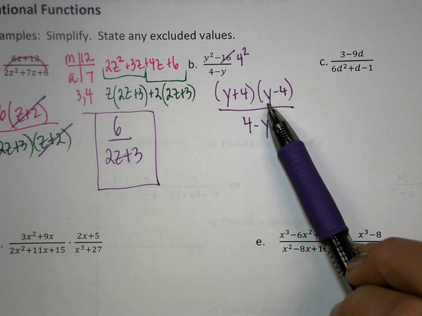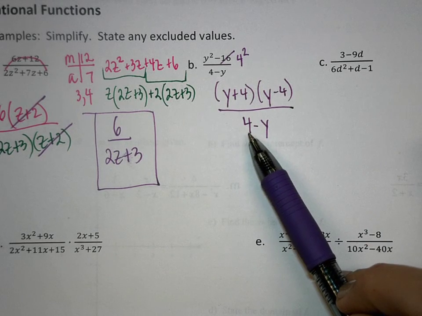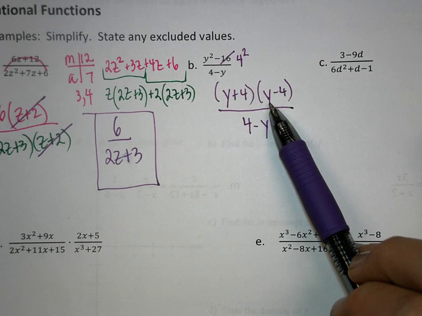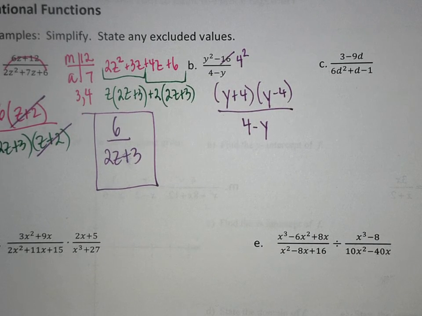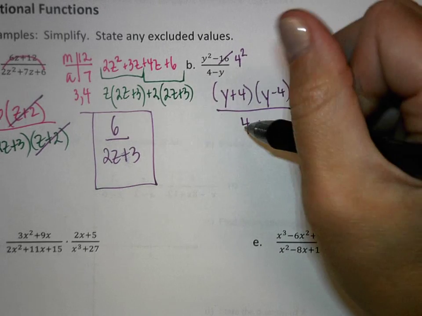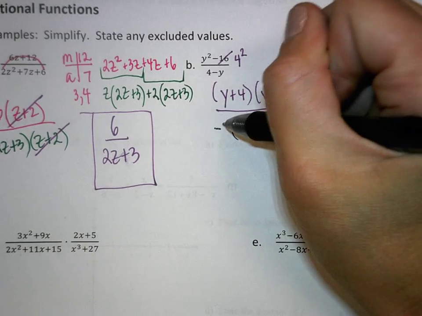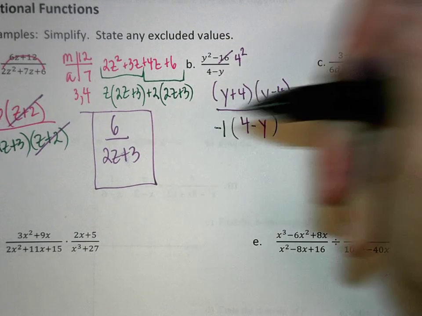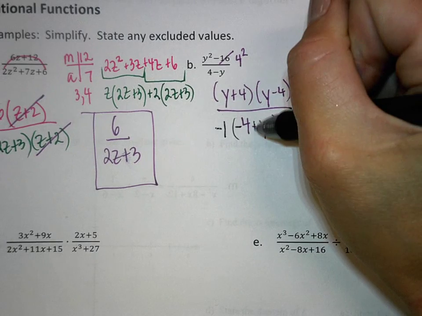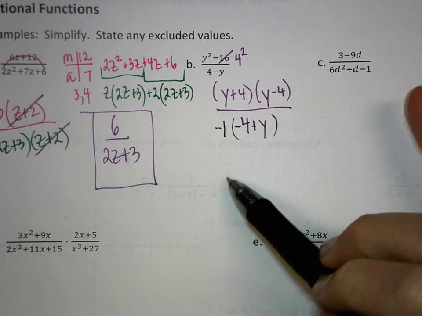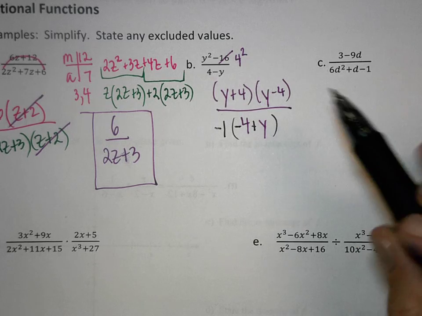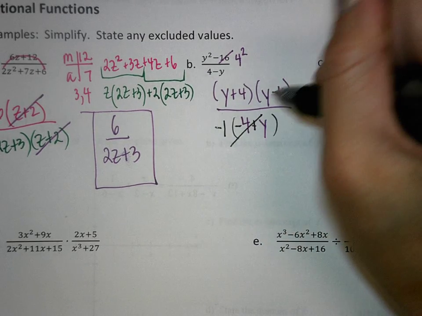So this is y minus 4, and this is 4 minus y. Here the y is positive, here the y is negative. How could I make it so that they're the same? Good, you can take out a -1 from one of those parentheses. So if I take out a -1 from this parenthesis, the 4 becomes negative and the y becomes positive. Do you see how they match now? So that's only if they're opposite signs we can do that.